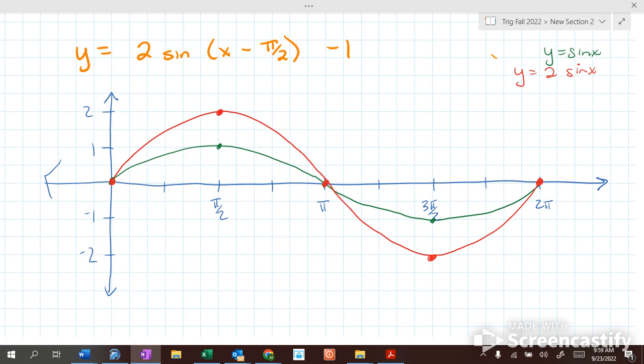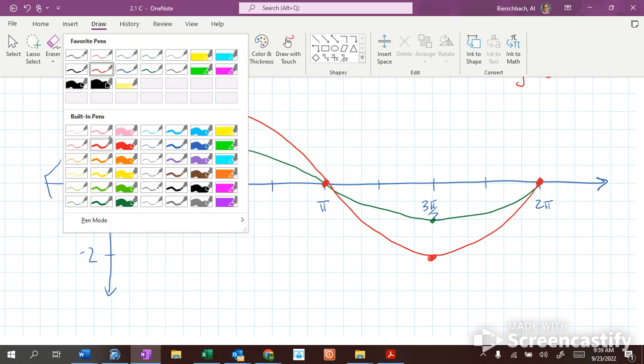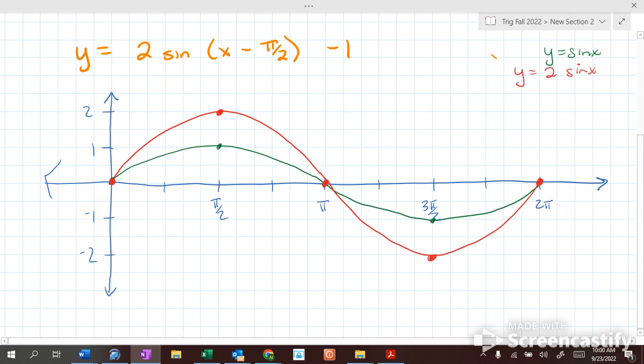And there's a nice sine of 2x curve. Then I'm going to work with my sliding it. Let's go with purple. Y equals 2 sine of x minus pi over 2. X minus pi over 2.